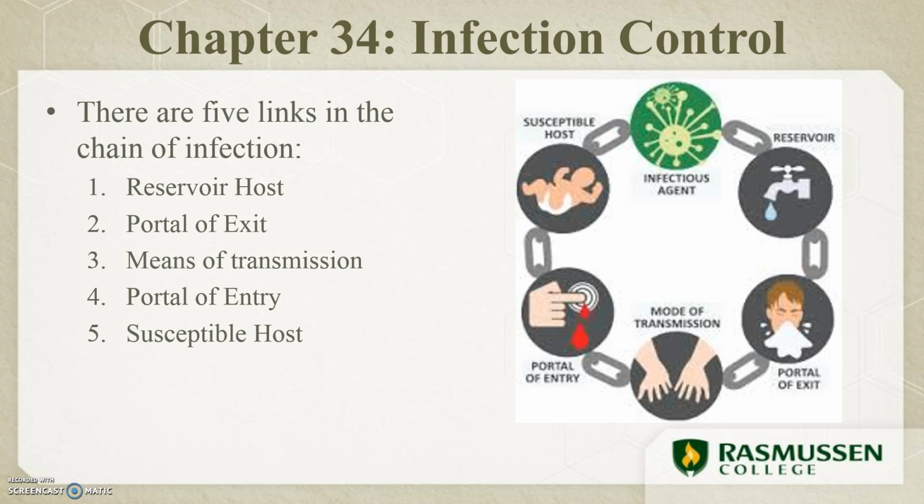Your means of transmission is really how the organism travels. It's either going to be a direct or an indirect travel. Your portal of entry has to be able to get into a new host, so however it left the body is also how it has to get into a new body. And then your last one is your susceptible host, which is when a new host has been infected with the organism. Now, as a medical assistant, it really is your job to stop and break the chain of infection. And this can be done through proper hand hygiene, wearing your proper protective equipment, or PPE. So that is Chapter 34 for us.